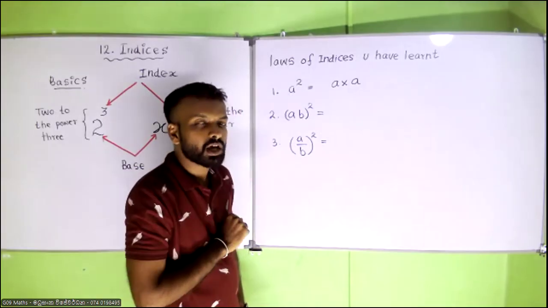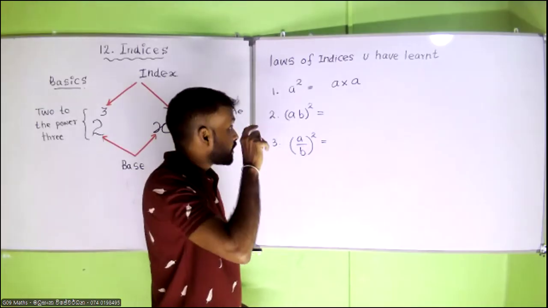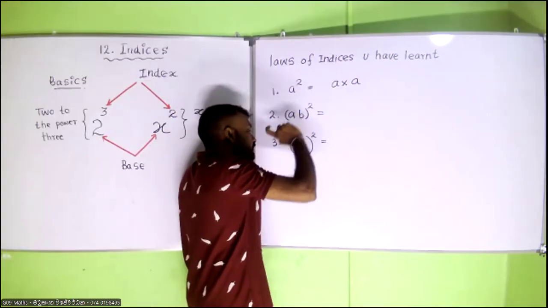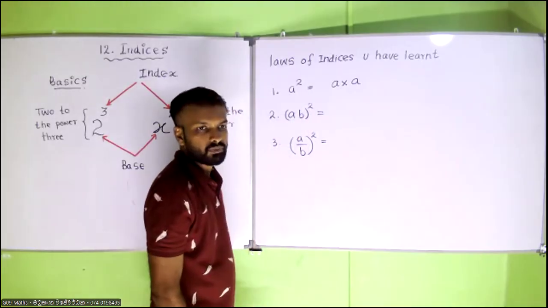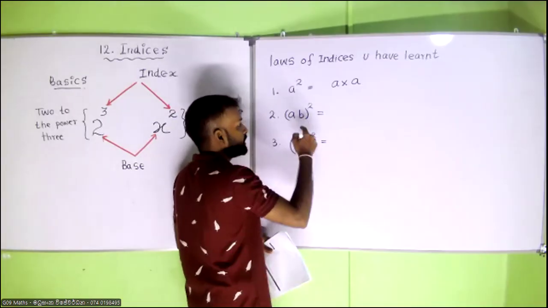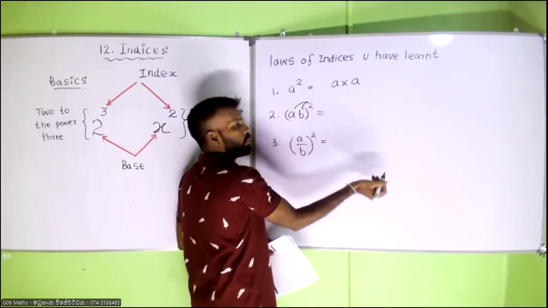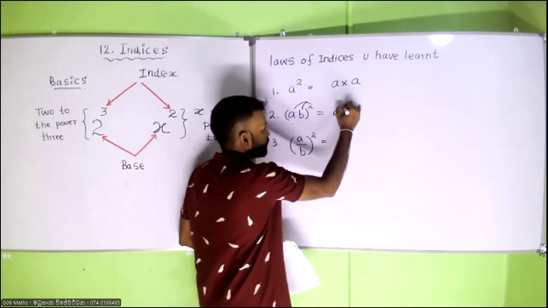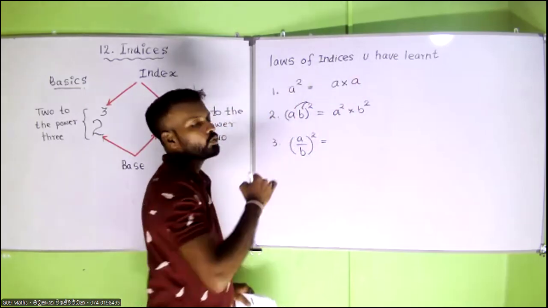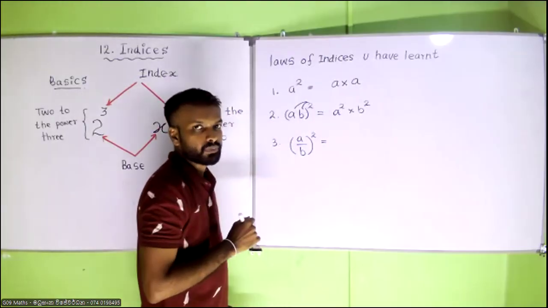Common, no multiply. Both are valid. So this power 2 is valid, common, right? This power 2 is common for both A and B. So I can write this 2 is common: A to the power 2, B to the power 2. Common, right? A to the power 2 multiplied by B to the power 2. So this is how we are going to expand that, right? Because this 2 is common.